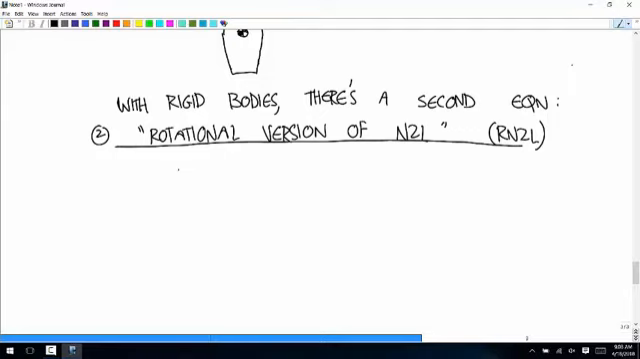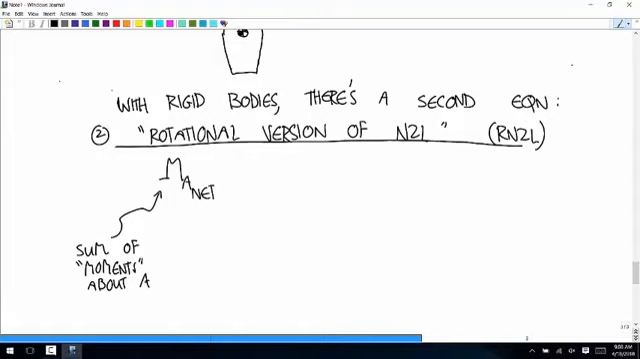So it says that if you add up all of these things called moments about the point A, the sum of the moments about A, that's equal to the mass moment of inertia about A times the angular acceleration.